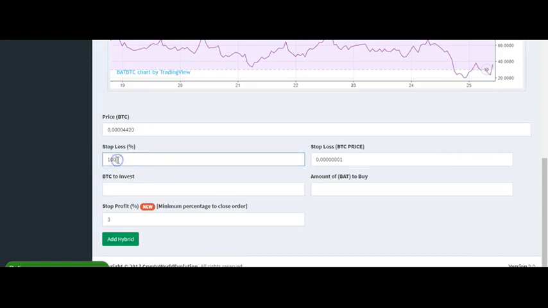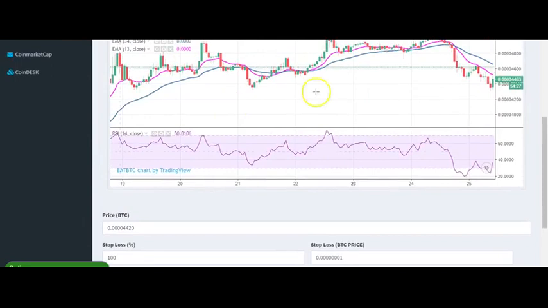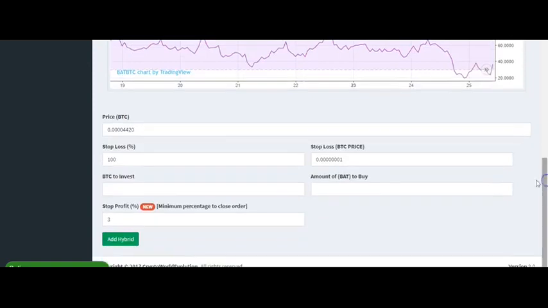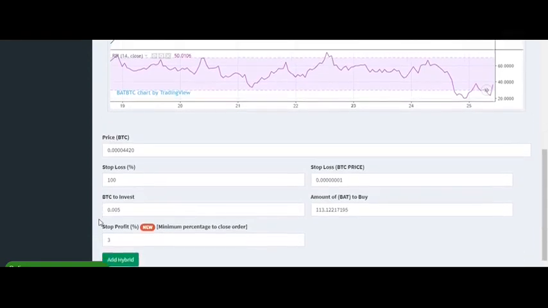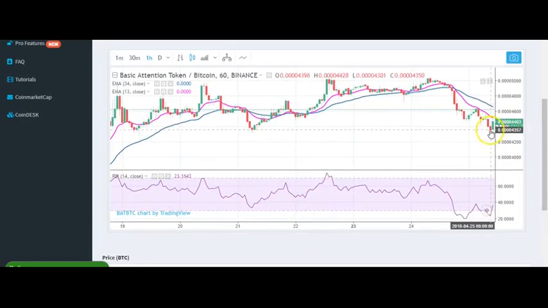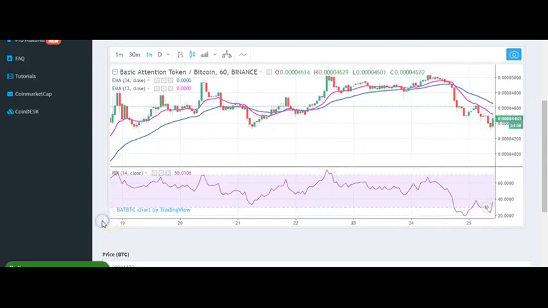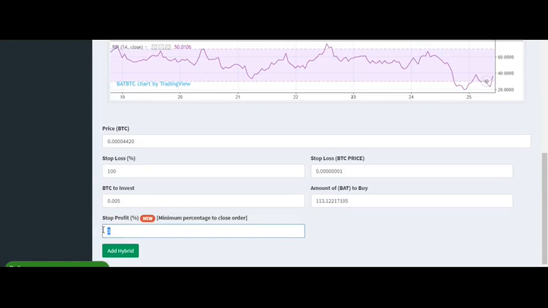But I highly suggest you just leave it on 100% because if you know what you're doing, you should be buying how I teach you how to buy. And then you choose how much Bitcoin you want to invest. The minimum investment is 0.005, and then it's going to populate this for you. And then you choose what profit percent you want to stop the trade at. So let's say I buy right here, and I want to have the trade complete at 8% profit.